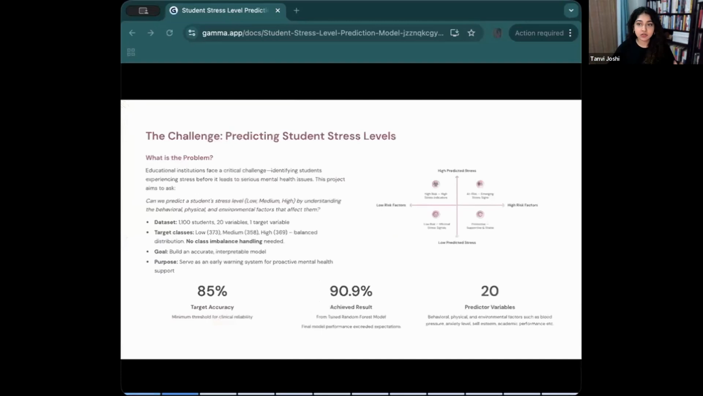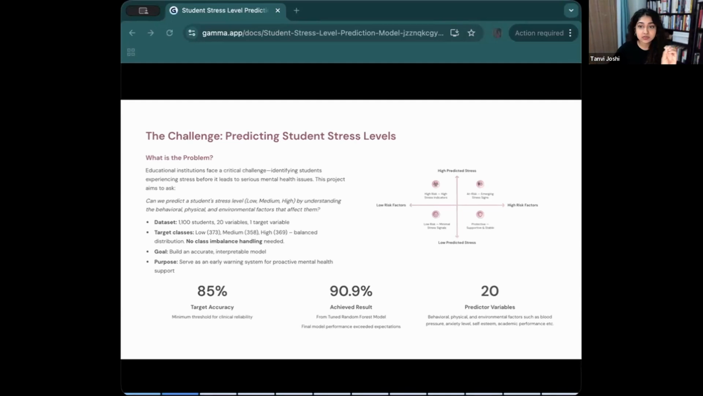So let me talk a little bit about my data. I utilized the student stress monitoring dataset from Kaggle. It contained around 1,100 students and 20 variables, out of which the 21st variable was the target class that I was looking at, which was stress level. All of these features range from academic performance to blood pressure to sleep, so on and so forth.